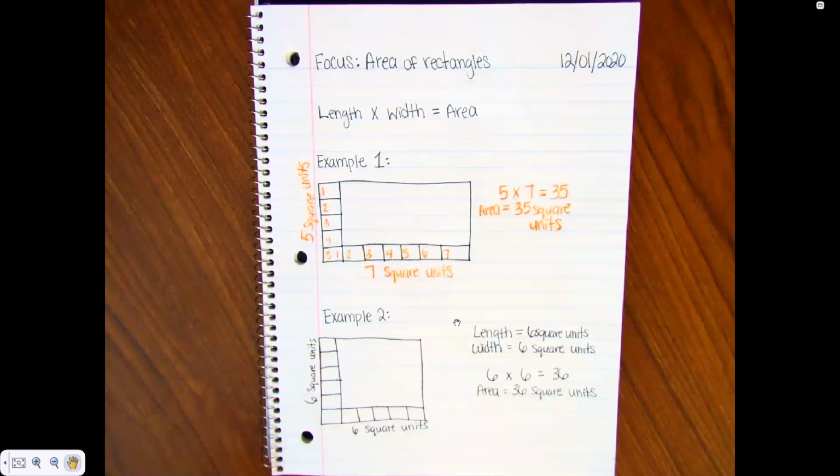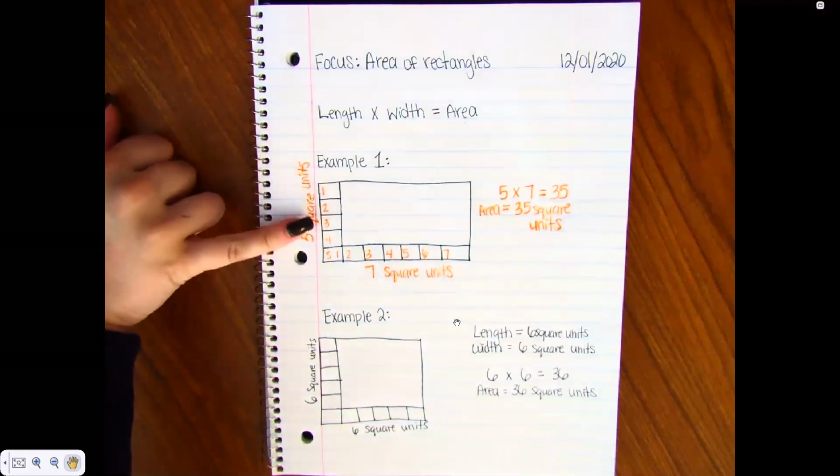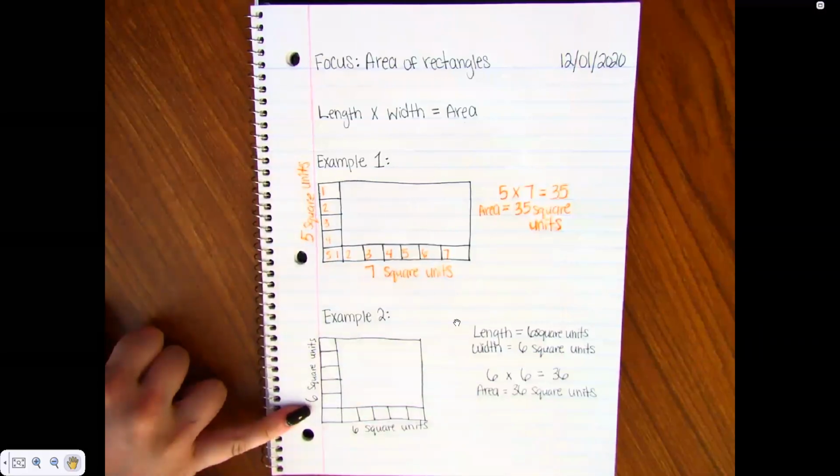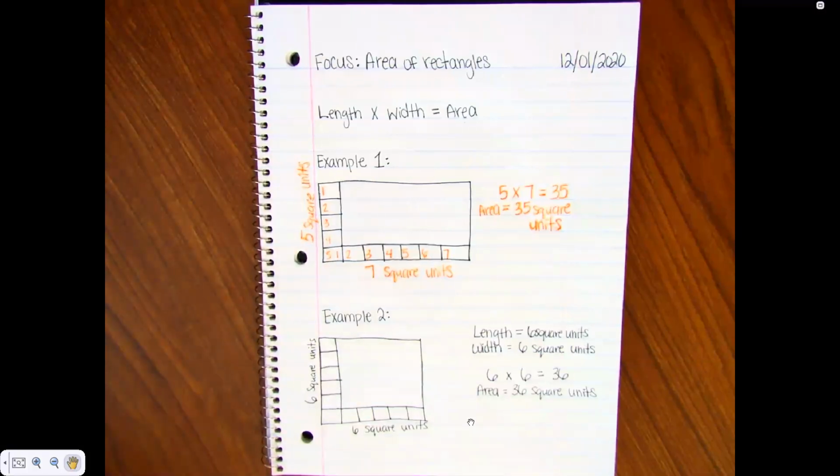Okay, so this should be kind of easy. It might be a little hard though, just because you do have to think about it in length and width. So your independent practice is going to be the same thing. You're going to have one that gives you the squares, and you're going to have one where you have to draw the squares.